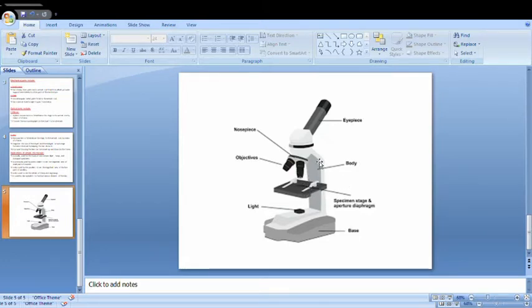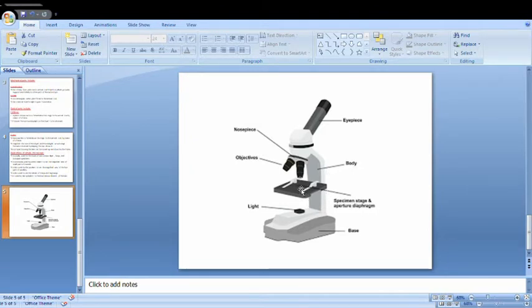Body. This is the body. The microscope body tube separates the objective and eyepiece and assures continuous alignment of the optics. As you can see, the body separates the objectives and the eyepiece. So we can move and zoom in and zoom out, and it goes smoothly.